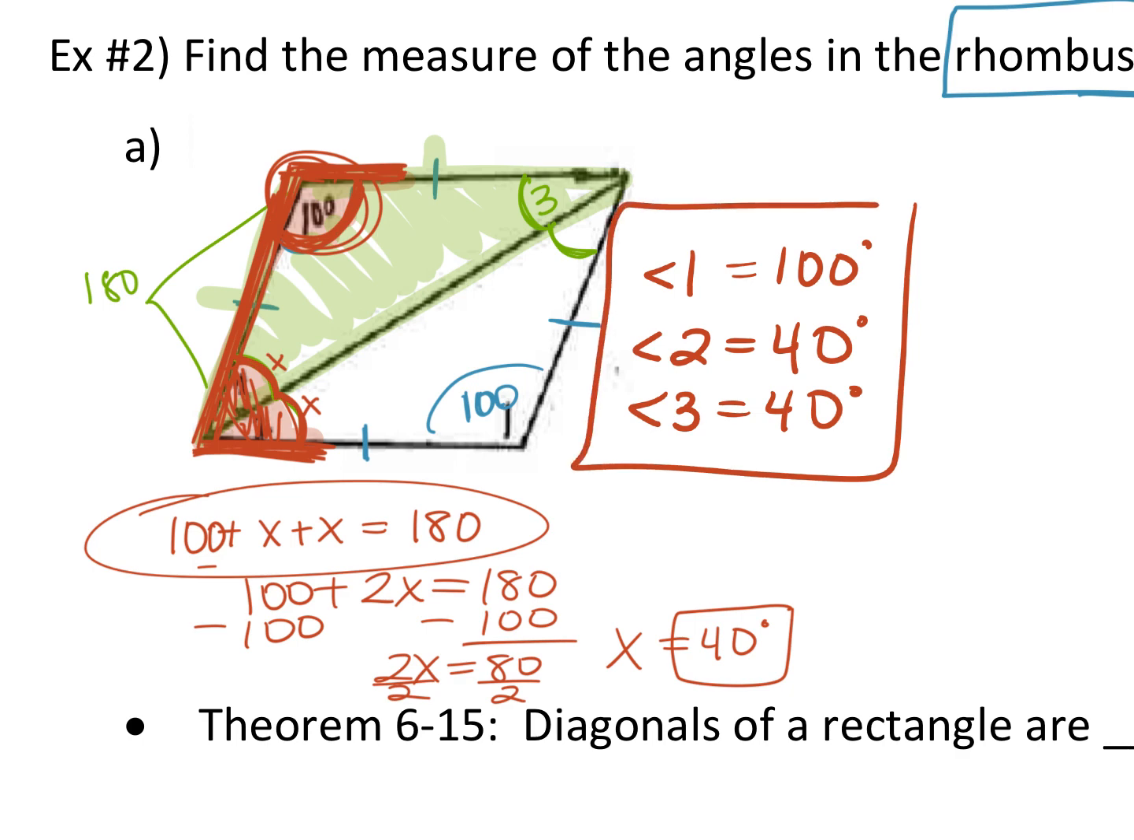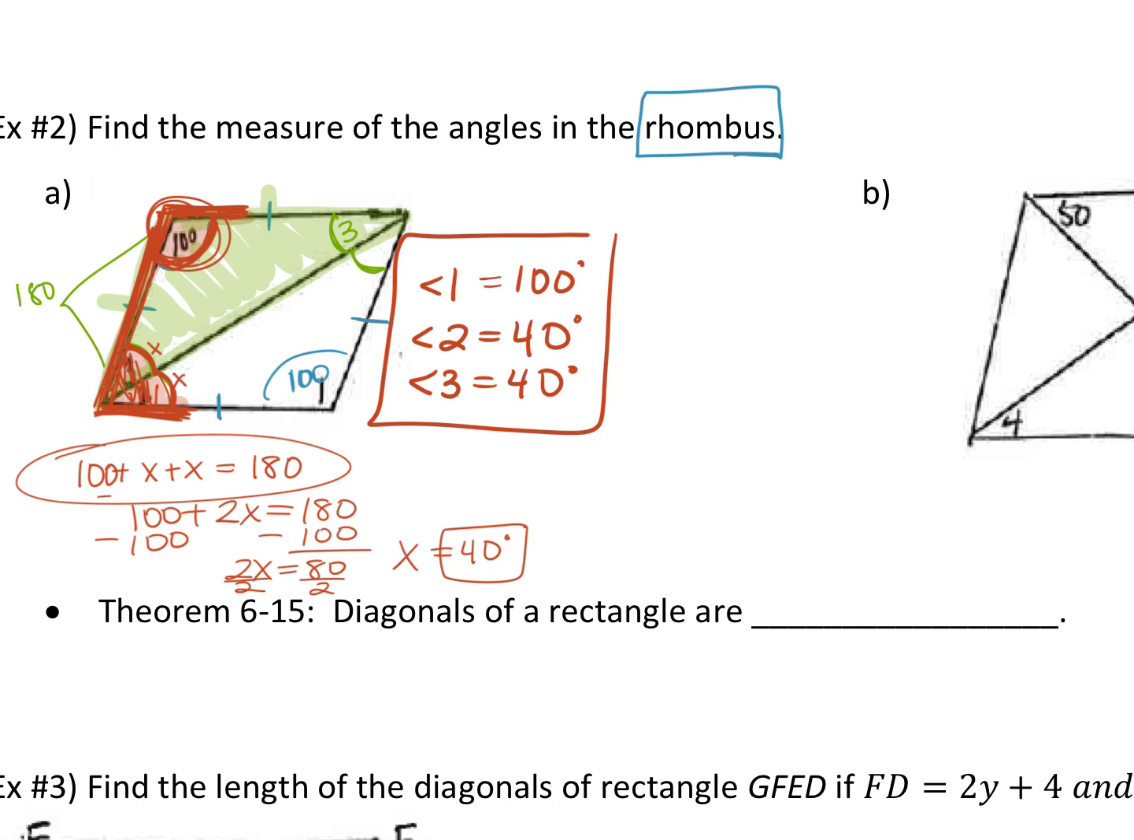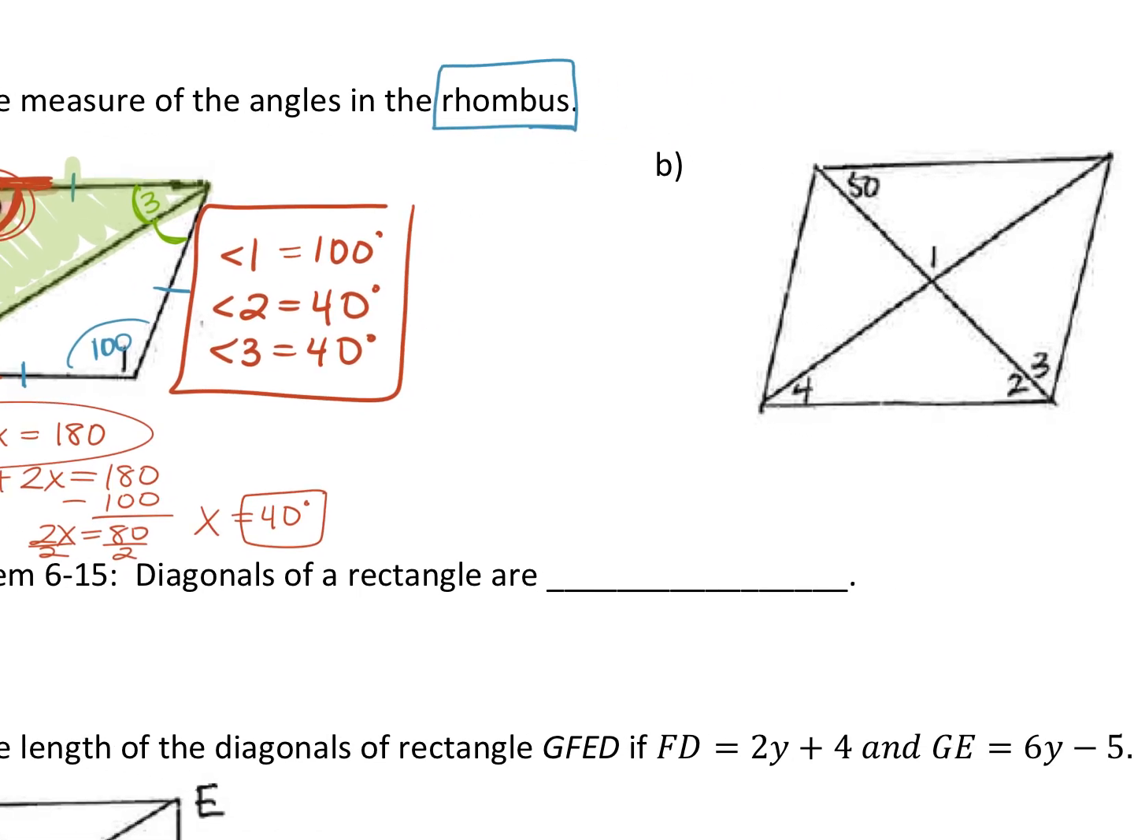Okay, this next one, they draw both diagonals in, so that changes things a little bit. It's honestly typically pretty helpful when they draw both in because we know something in the middle here.